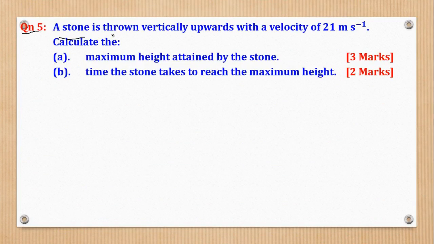Question 5 says, a stone is thrown vertically upwards with a velocity of this. Calculate part A, the maximum height attained by the stone, and part B, the time the stone takes to reach the maximum height.